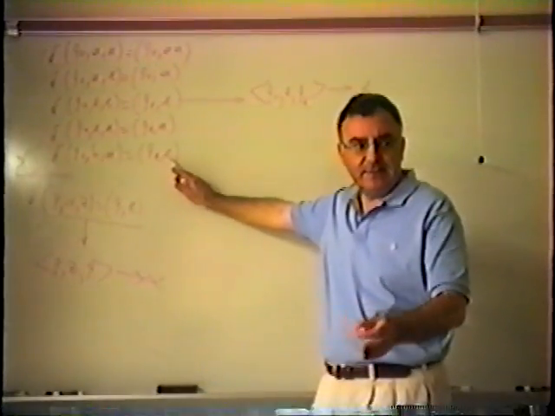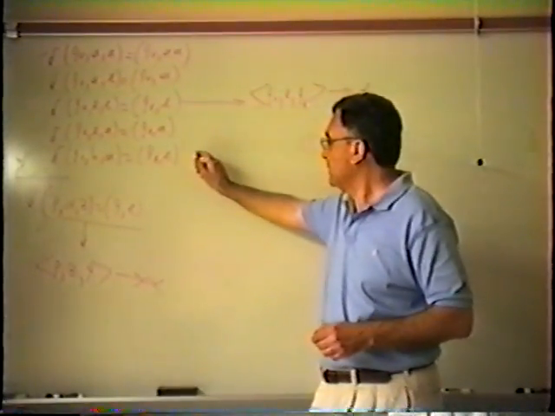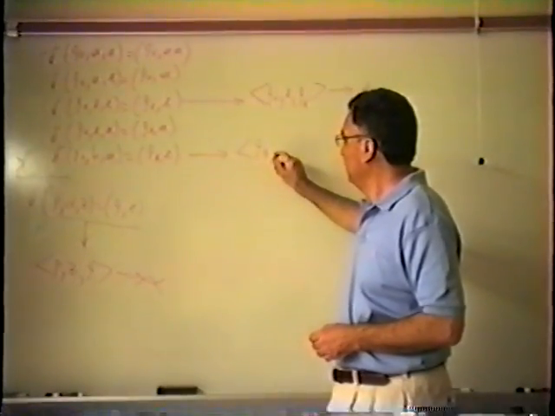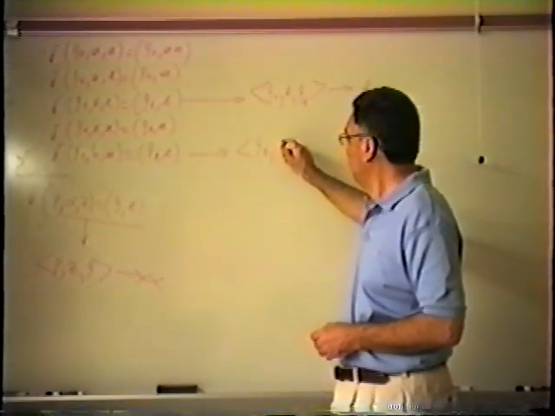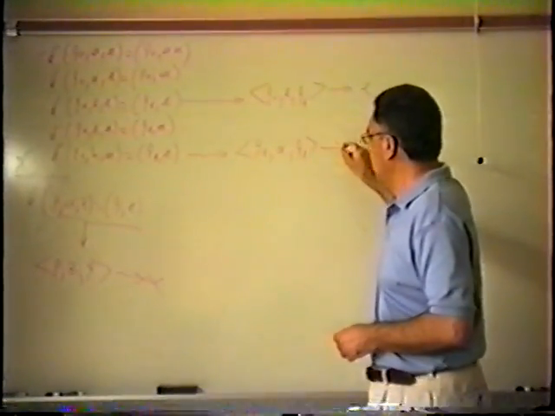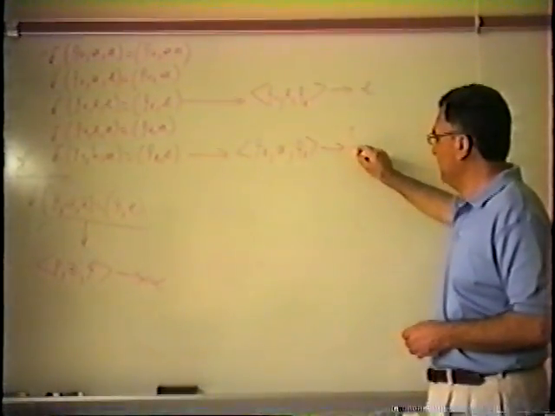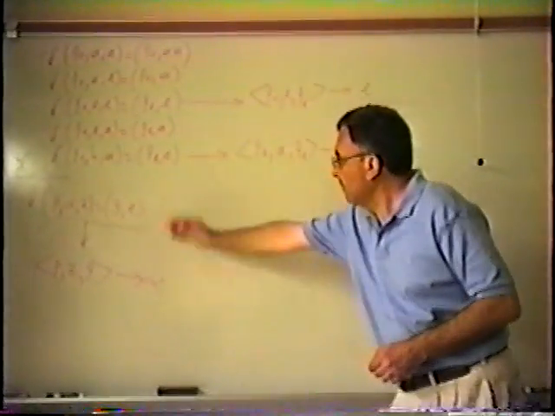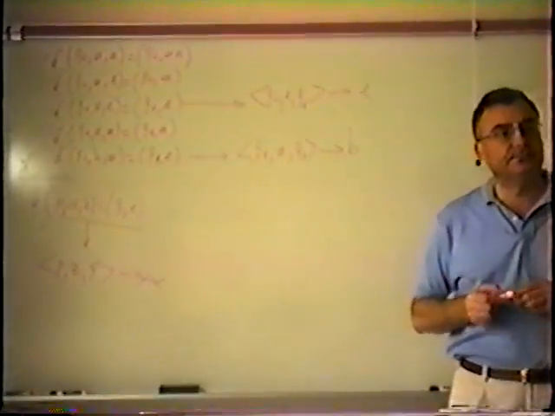Then this one, this is case 2 also. What's the grammar rule? Starting state, Q1. Stack symbol, A. Destination state, Q1. Goes to what? B. What's on the tape? B. Okay? So I'm done with case 2s.